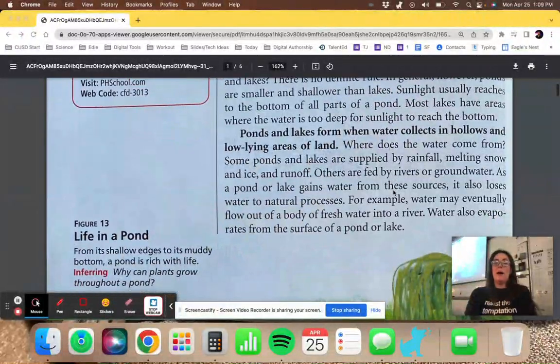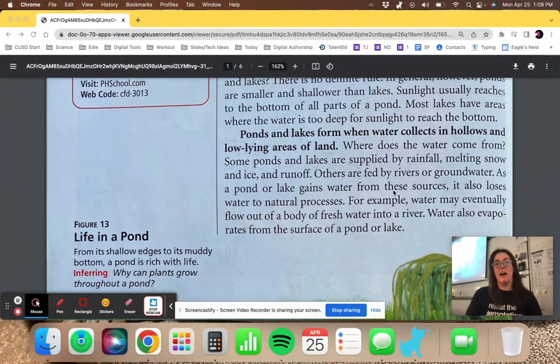How do they form? Well, ponds and lakes form when water collects in hollows and low-lying areas of land. We know that water runs off the land. Sometimes it might run into a lake where it's moving water, but sometimes it'll collect in an area where it's not reaching another body of water. And so it sort of creates just a place where the water's collected, much like a puddle on the ground. It doesn't feed into another body of water, but obviously at a much larger scale. So ponds and lakes form when water collects in hollows and low-lying areas of land.